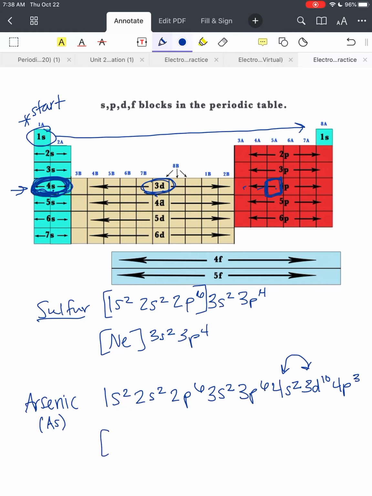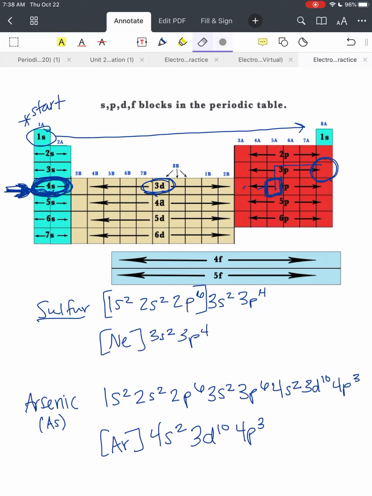So if I was going to do my noble gas configuration and I go up and over, that's argon, and then I'm just going to come down here and start at this 4s part, just like reading a book. I'm at the end, so I'm starting back over here on the left side. 4s2, 3d10, 4p3. And again, I'm not swapping my 3d and my 4p. I'm keeping it just the way that it was written on the periodic table. Okay, I'm just following along on the order.